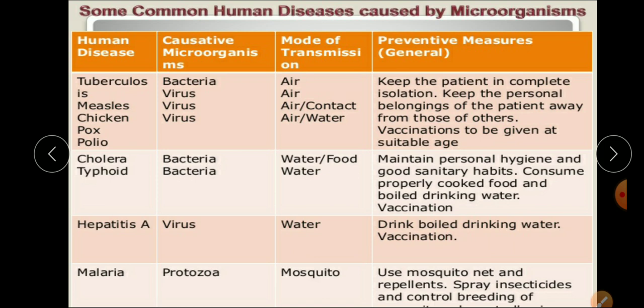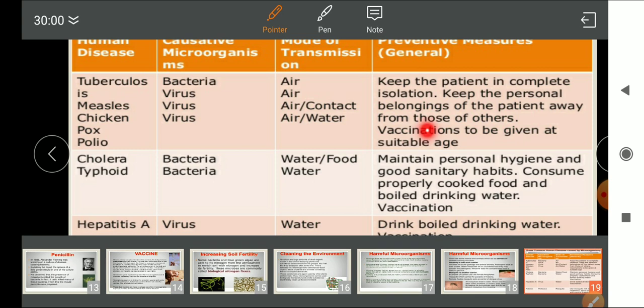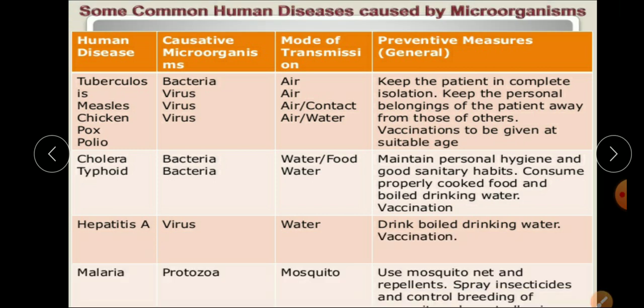The last is malaria. It is caused by protozoa. The mode of transmission we have done. These malaria causes are parasites. So mosquito is the mode of transmission. Use mosquito nets and repellents. Spray insecticides and control breeding of mosquitoes by not allowing water to collect in the surroundings.